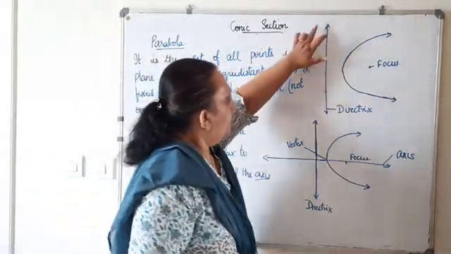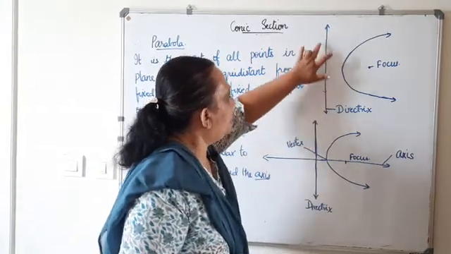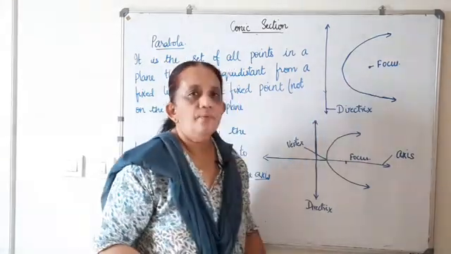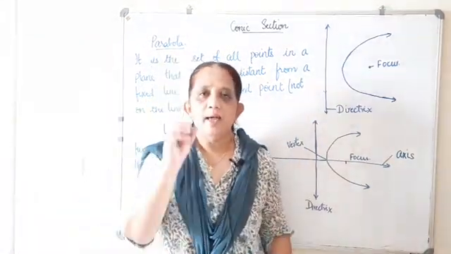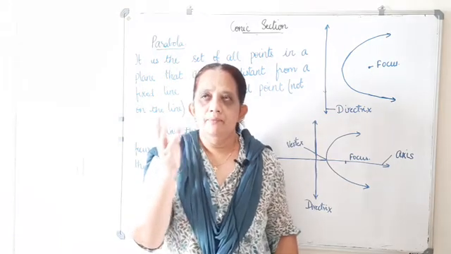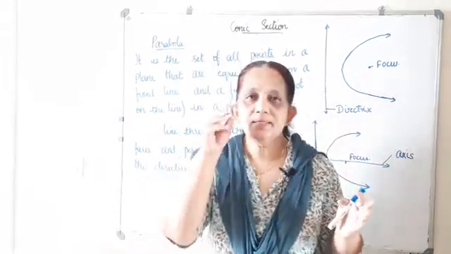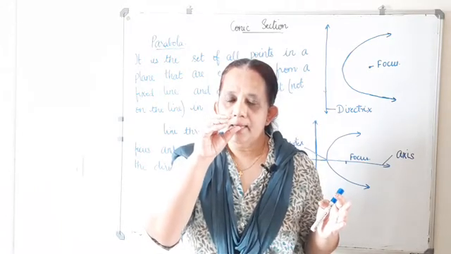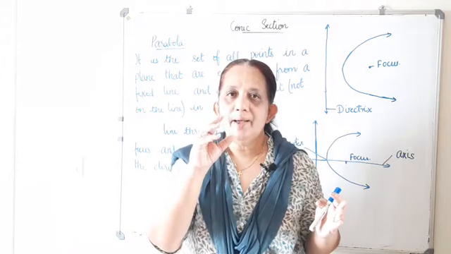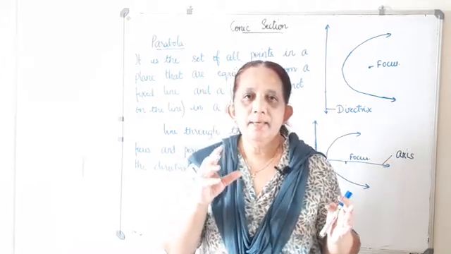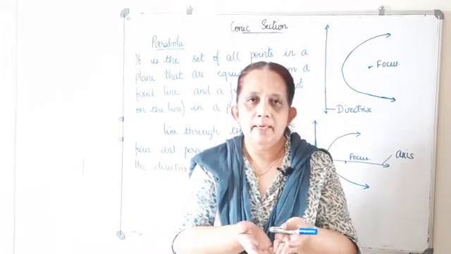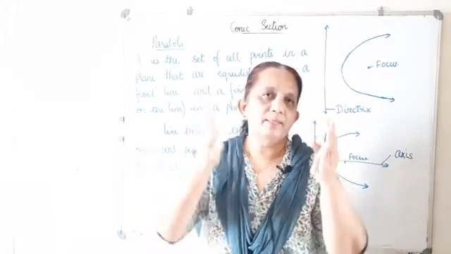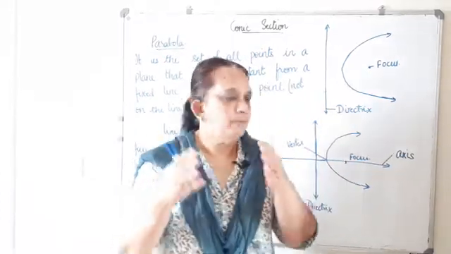The fixed line is called the directrix, and the fixed point is called the focus of the parabola. The parabola has a single focus. In a dish antenna, the receiver is kept at the focus. When you adjust the receiver and keep it at the correct position of the focus, you get maximum clarity for the picture. Similarly, in a headlight, the bulb is kept at the focus so that the light goes to the maximum distance.